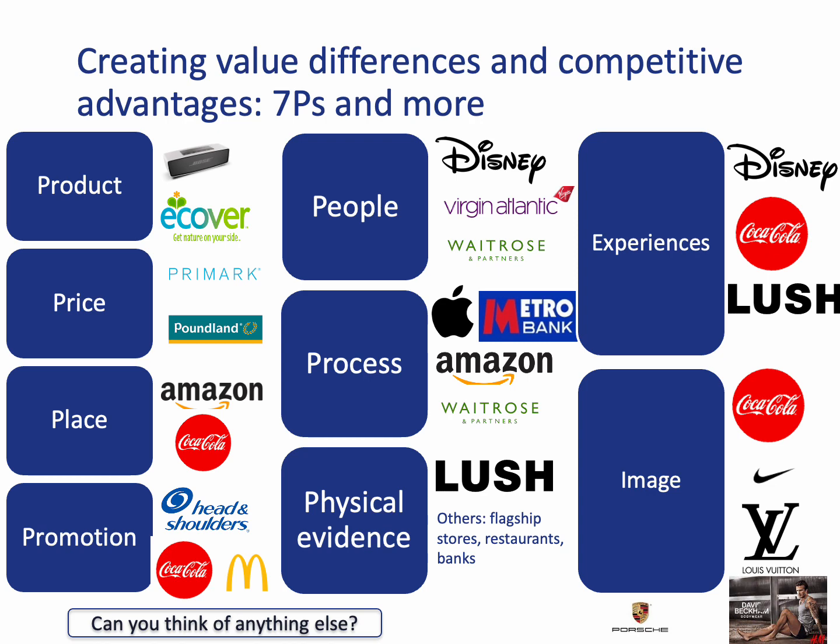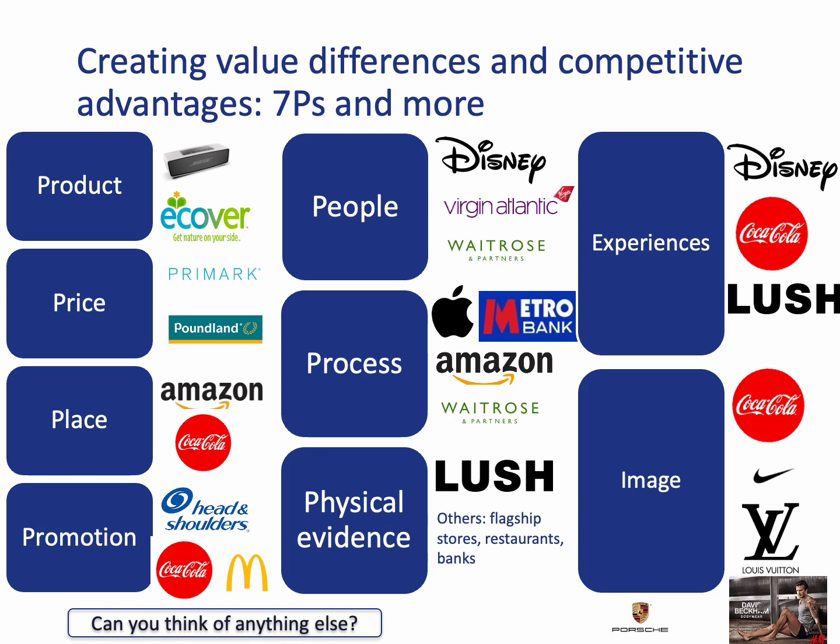Now, you can also differentiate through process, right? So it can be speedy, convenient, careful delivery, and so forth. For example, Apple differentiates themselves through the process. They have a Genius Bar, technical assistance. You can book it quite easily. You can cancel very easily. There are so many locations you can go to. So basically, the process is quite convenient.